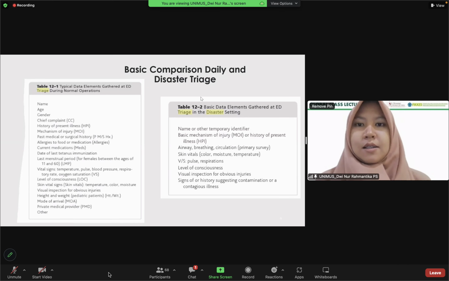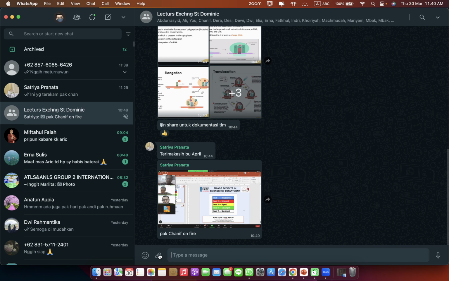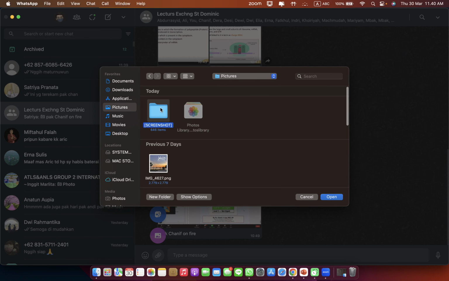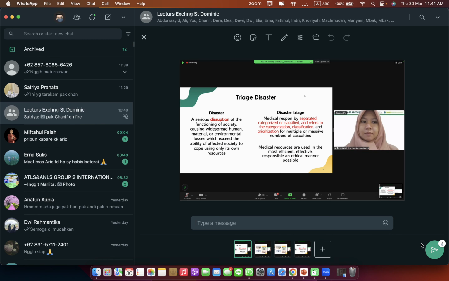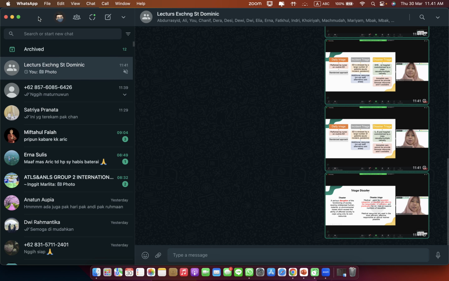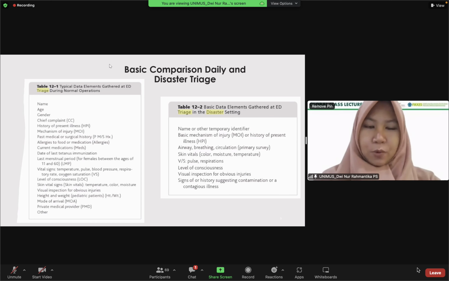Based on these two kinds of triage, we can make a simple table to compare them. Mr. Hanif already explained what should be documented in daily triage. We have many things that should be written down, but because in disaster triage we have limited time and a large number of people, the documentation will be shortened.